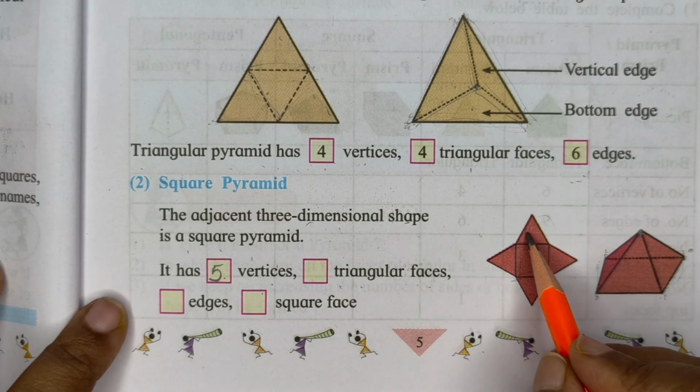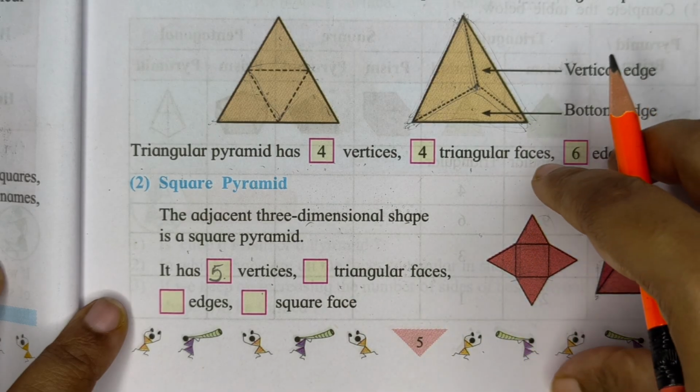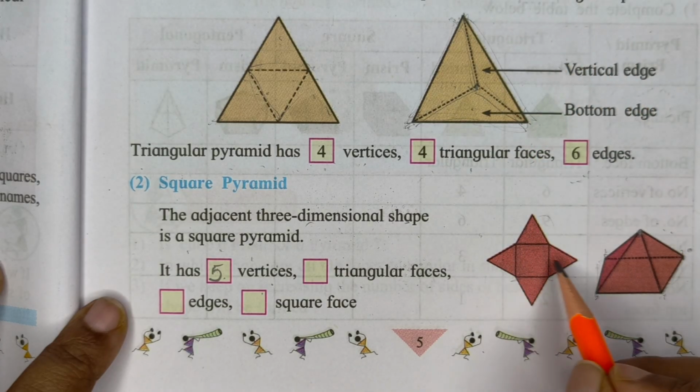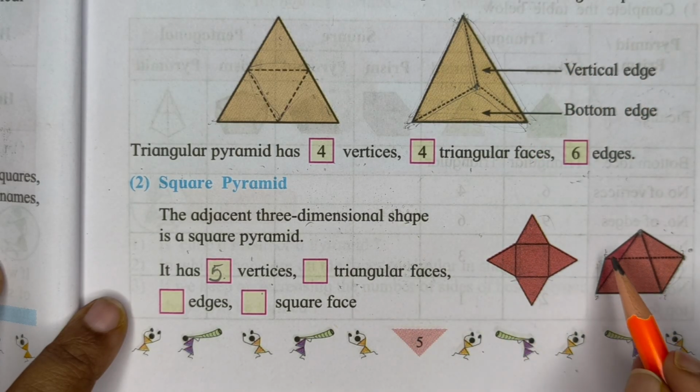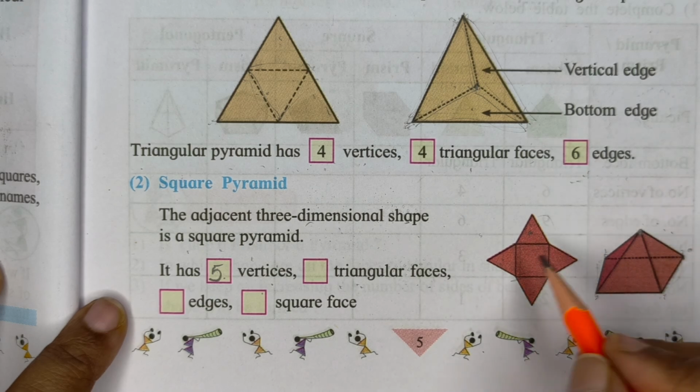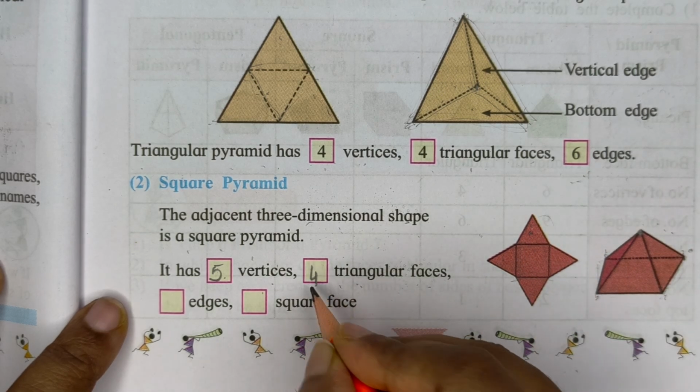Triangular faces? 1, 2, 3, 4. Those only, if you join that. If you join that, you are getting this figure, these 4. So how many triangular faces are there? 1, 2, 3, and the one which is from behind over here. 1, 2, 3, 4. So triangular faces we have 4.